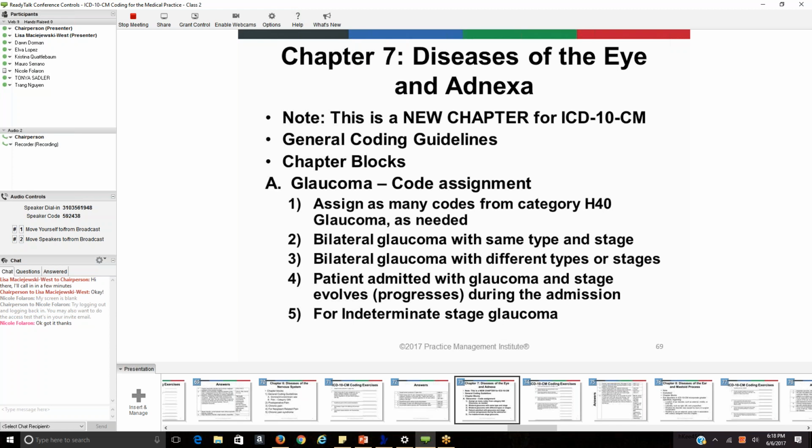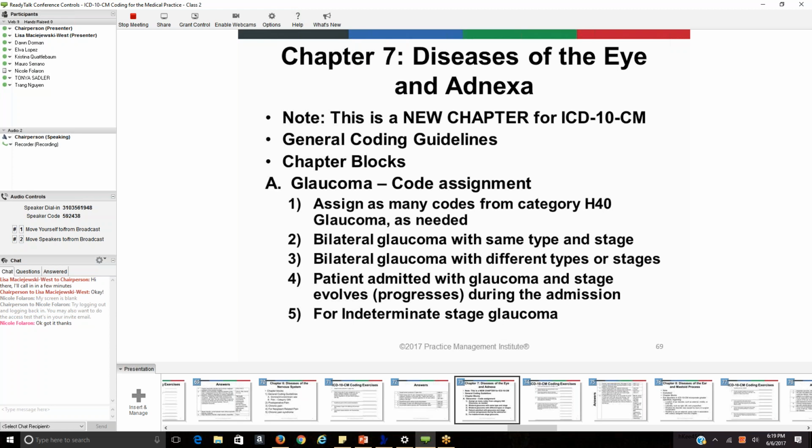If the patient is admitted to the hospital, and this is number 4, page 55, and the stage evolves, let's say they're admitted with stage 1, and then through their stay the stage evolves during the admission, you would assign the code for the highest stage that's documented, okay? For indeterminate stage glaucoma, you would assign a 7th character, and that would be number 4 for indeterminate stage, and this would be based on the clinical documentation.